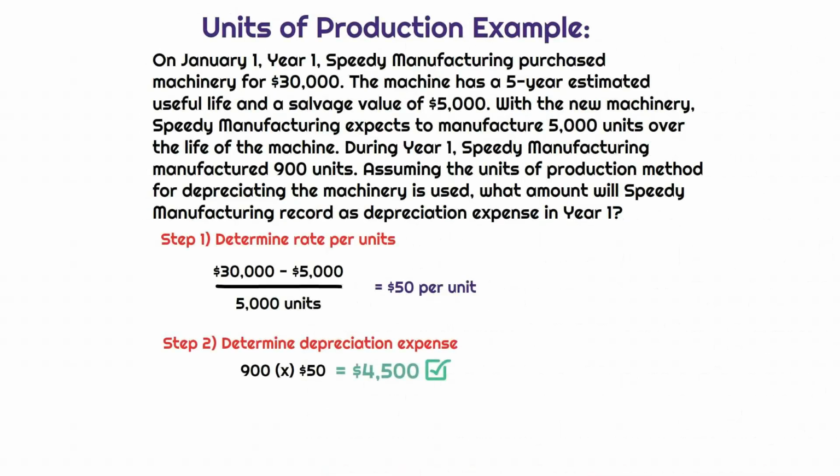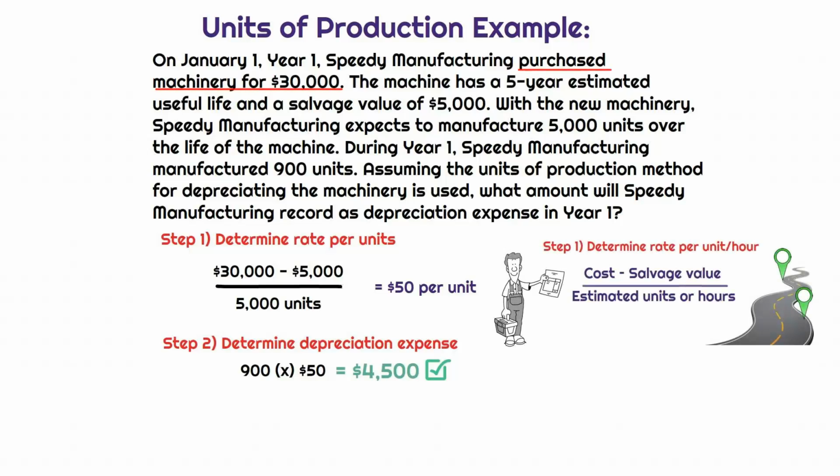So step one is going to be determining our rate per unit. So we're taking the original cost of $30,000 and we are reducing it by the salvage value. So the salvage value is $5,000. So this gives us this depreciable base of $25,000. Okay, so that is going to now be divided by the estimated units. Okay, so again, this is going to be divided by the estimated units, not the estimated useful life. This is all based on output. So we think that this machine will produce up to 5,000 units. Okay, so that's going to give us this rate per unit. We can now apply this to step two.